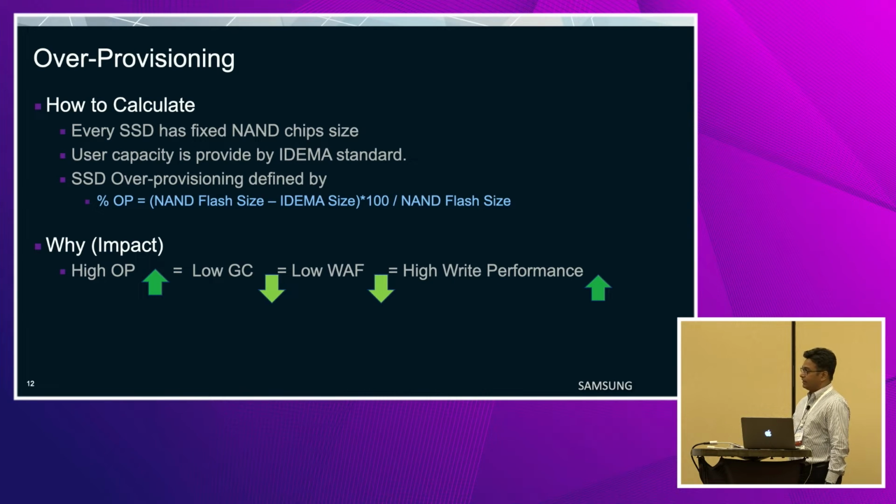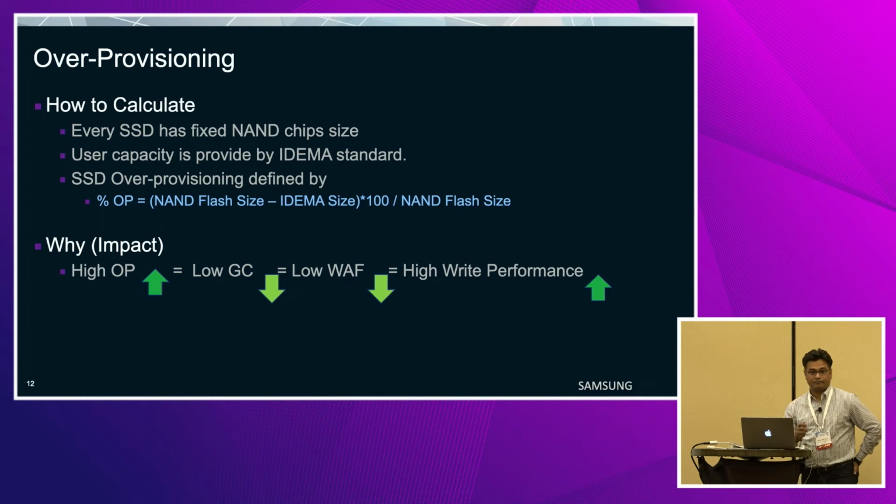What does the IDMS standard define? That matters. Based on this, the OP will be decided. So this is a formula where the percentage of OP is calculated. Why am I talking about the OP? Because OP actually decides a lot of things here.